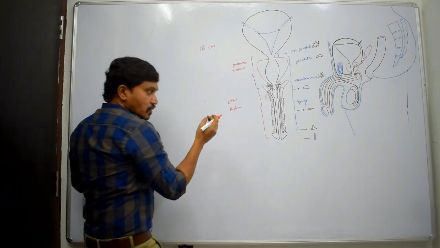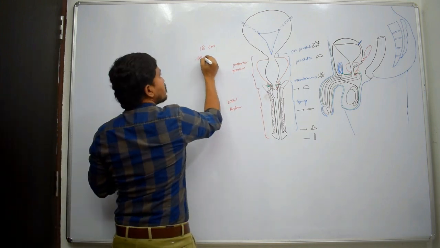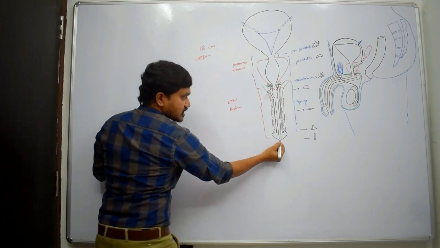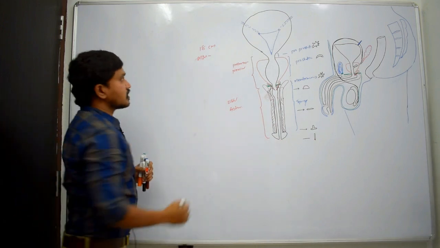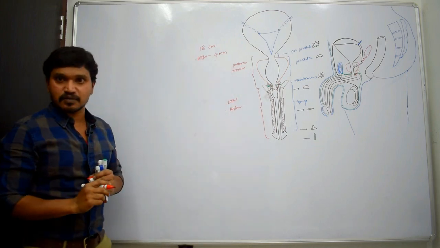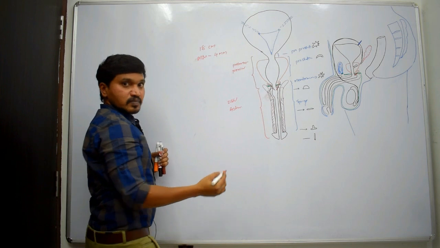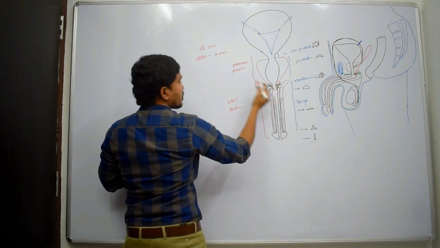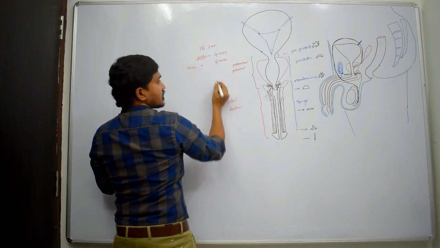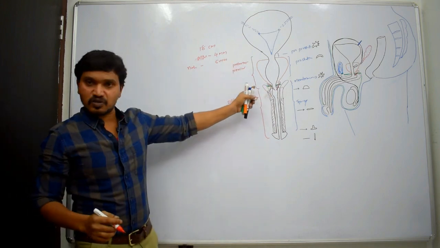If you take the minimum width, it is at this part. That means at the external urethral orifice. It is around 4 millimeters in diameter. Then the next minimum is at the level of the membranous urethra. So the next minimum is 5 millimeters in diameter at the membranous urethra.